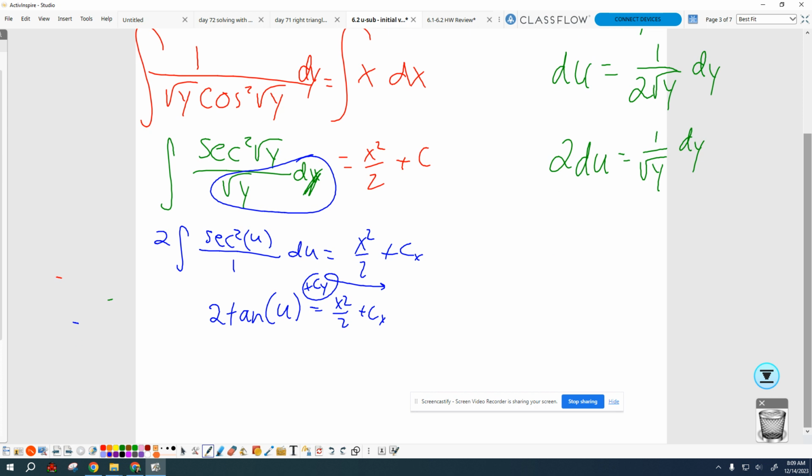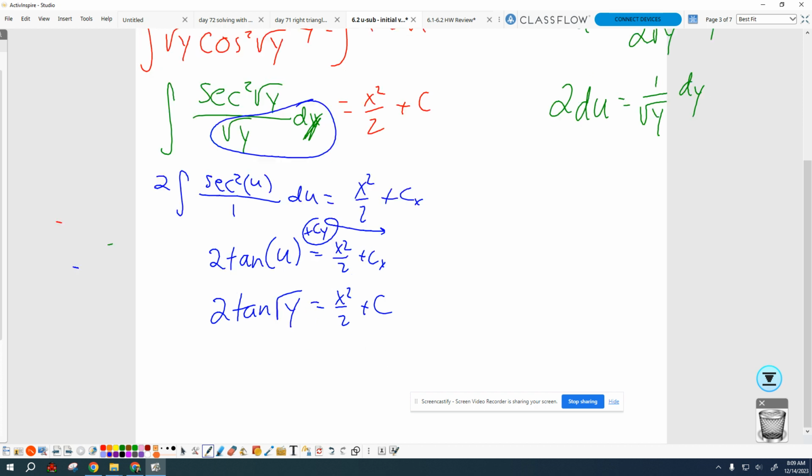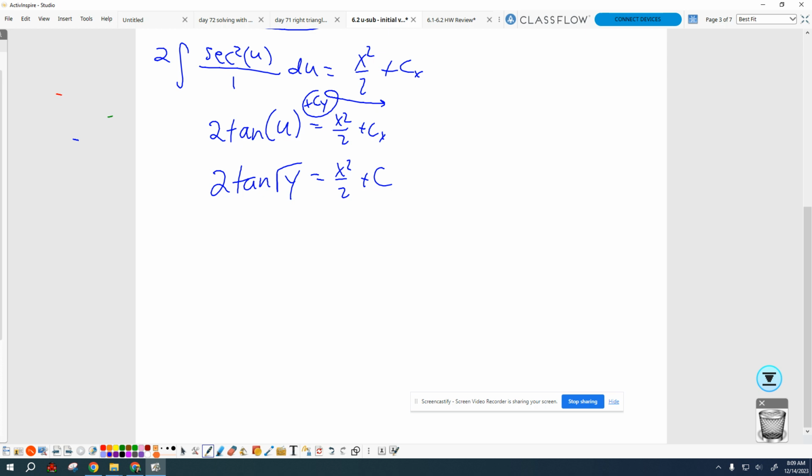Okay, u was square root of y. So 2 tangent square root of y equals x squared over 2 plus c. Do I have y by itself? No. Marthon, what do I need to do to get y by itself?